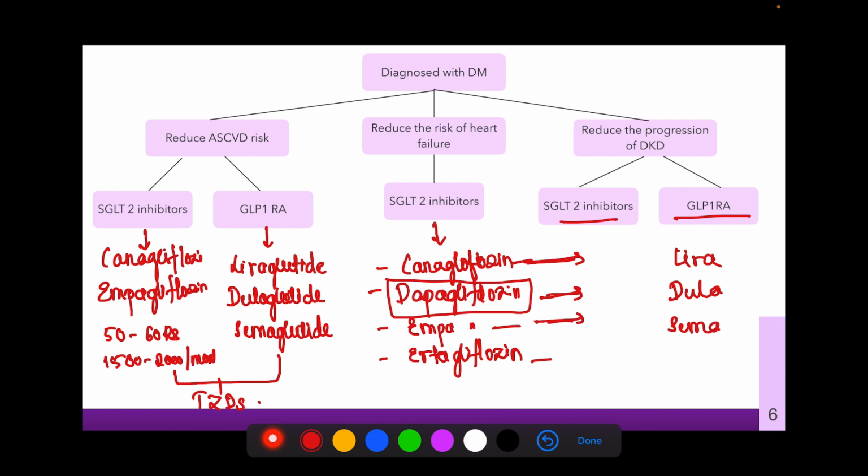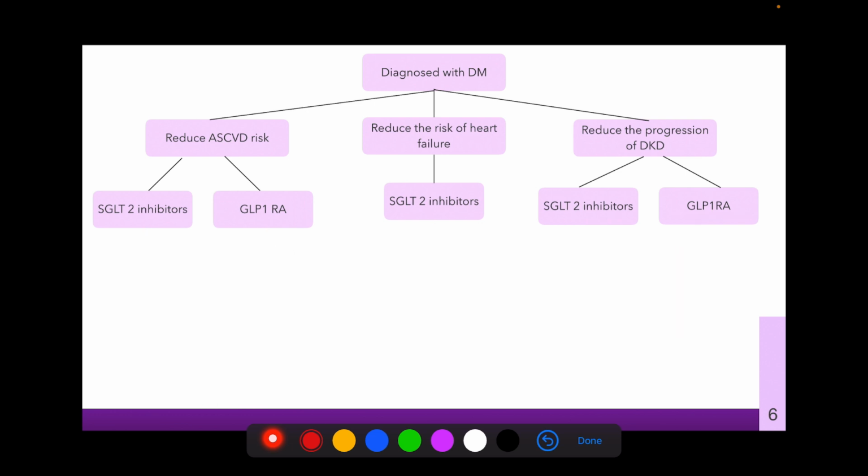Apart from that, which other class of drug can help in reducing the risk of ASCVD? Thiazolidinediones. If you want to reduce the risk of heart failure, you can use any of the SGLT2 inhibitors. If you have to reduce the risk of progression to diabetic kidney disease, then the same SGLT2 inhibitors and GLP-1 analogs. Dapagliflozin is the only affordable one among the SGLT2 inhibitors. Others are very, very costly.